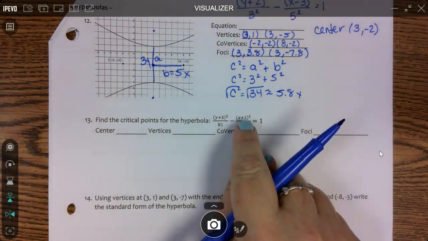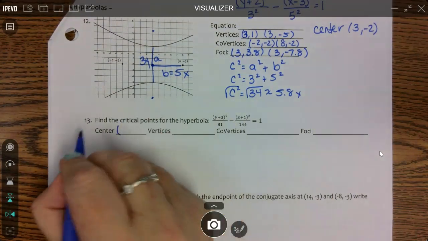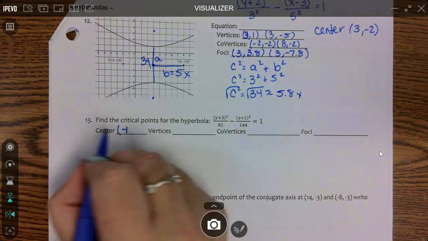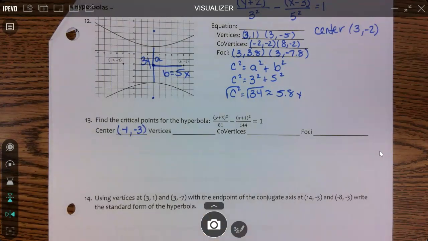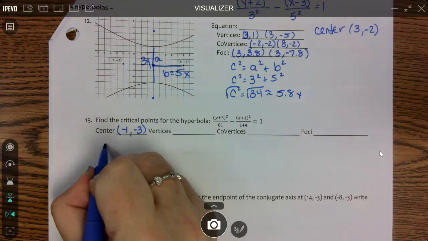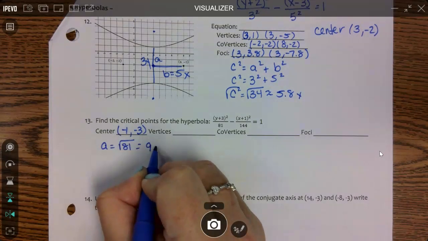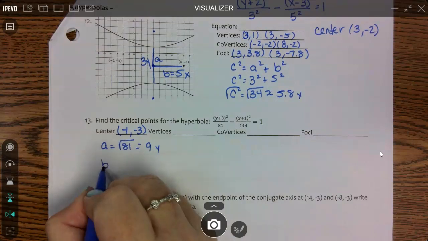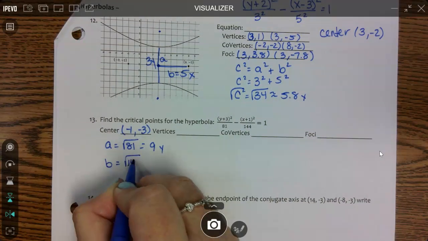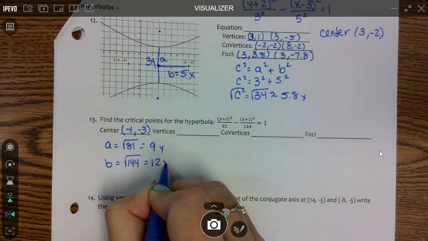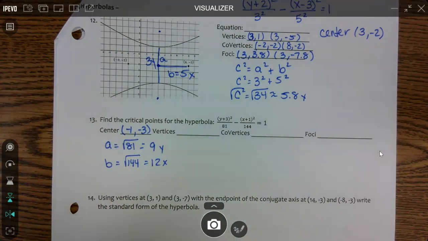Ooh, be careful, X is second. So that would be what? -1, -3. Hyperbola, so A is first. A is the square root of 81, which is 9, and it's under Y. B is going to be the square root of 144, which is 12, and that's under X. So let me get some paper.